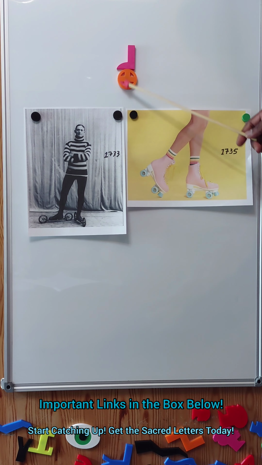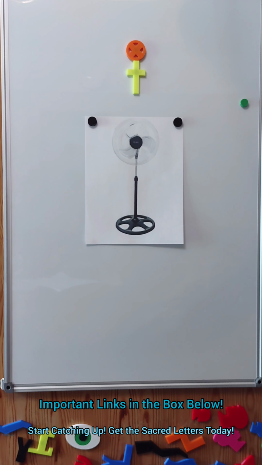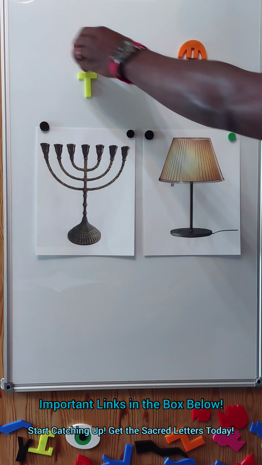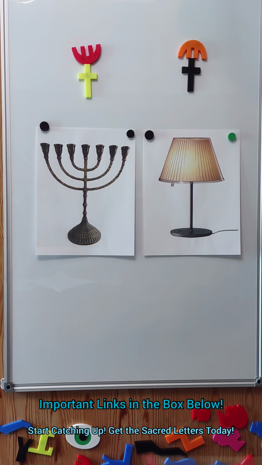1733 or 1735. Letter J. And a fan, letters ta, ta, and ta. A menorah or a lamp stand, okay? The traditional one or the modern one. Letters ta and a ka, ta and a ka.